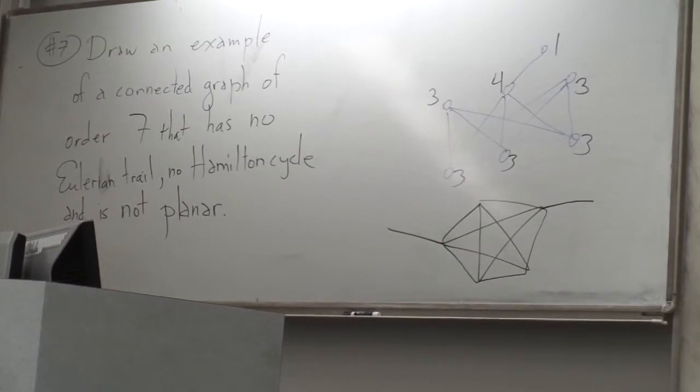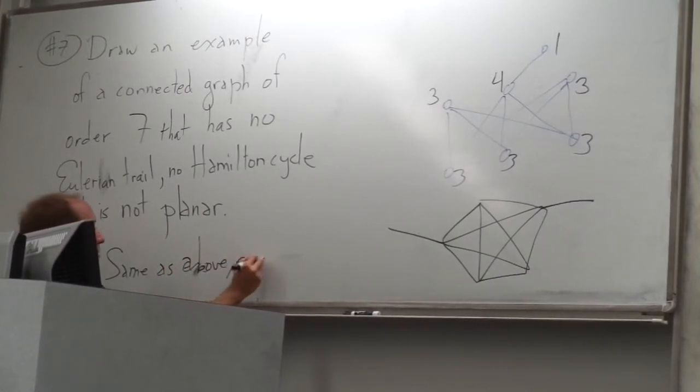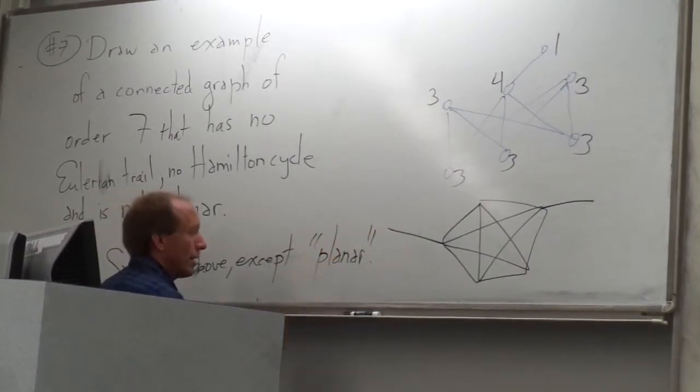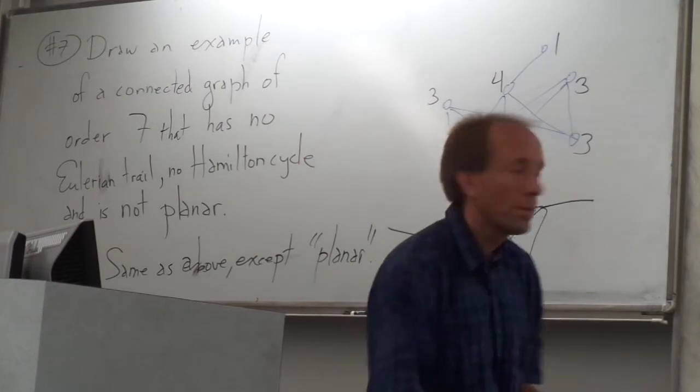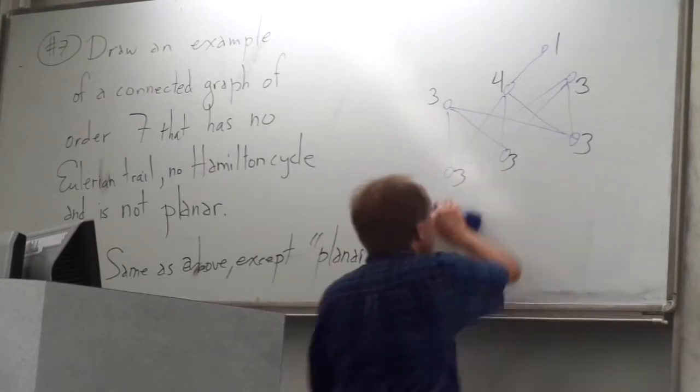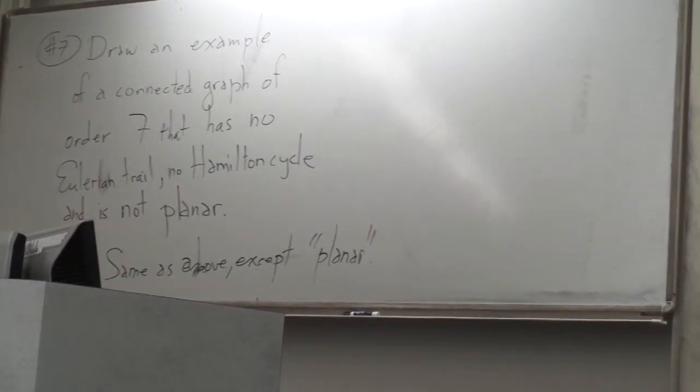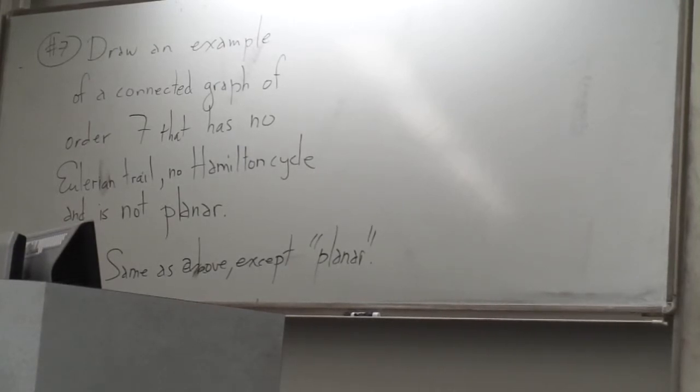The follow-up is I want to do the exact same question, but this time I want the graph to be planar. So same as above, except I want the graph to be planar this time. I'll give you guys another couple of minutes to see if you can draw 7 vertices, no Eulerian trails, no Hamilton cycle, but it is planar.